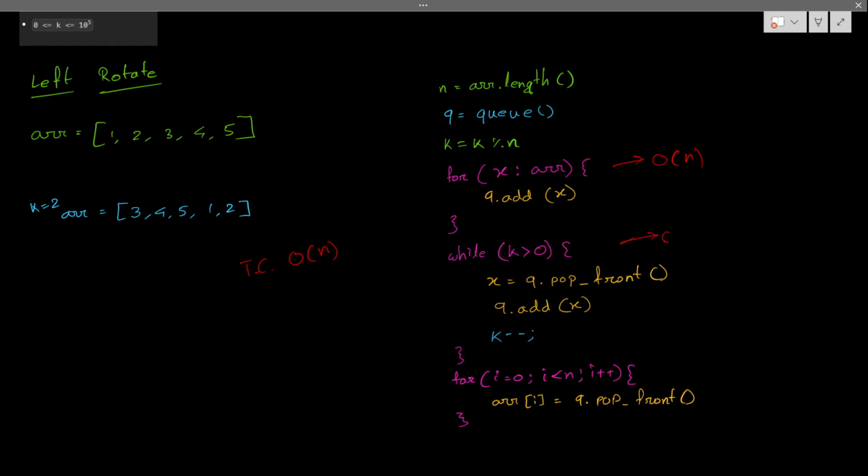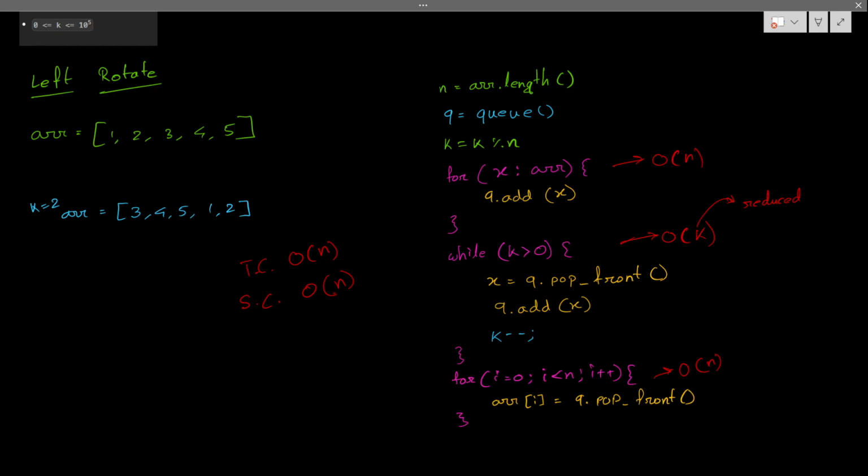It is big O of k, and this k doesn't mean a large k, because k is reduced. And here it is big O of n. Time complexity is big O of n. Space complexity: I've taken an entire queue of size n, so it is big O of n.